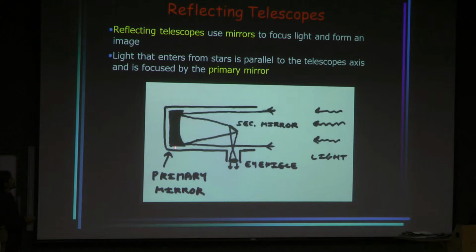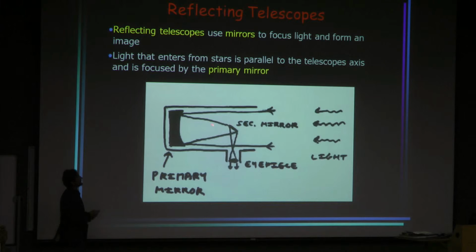So this curvature here actually is a parabolic shape. There's a mathematical reason why that particular shape actually will cause light incident on any part of the surface to focus to the same focal point. And of course that's critical because it won't form an image if we don't focus the light at the same focal point.